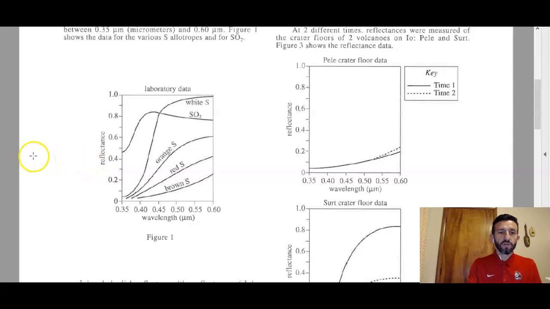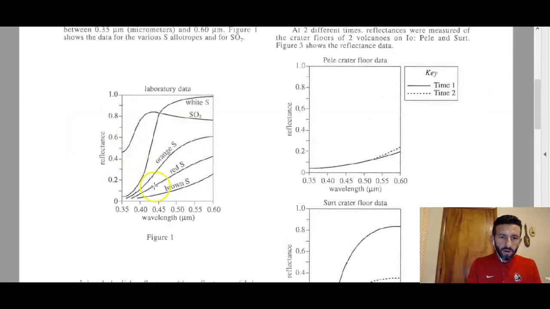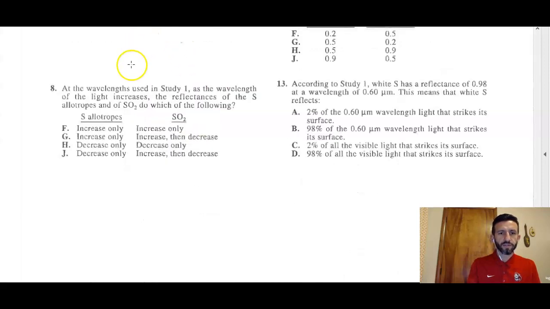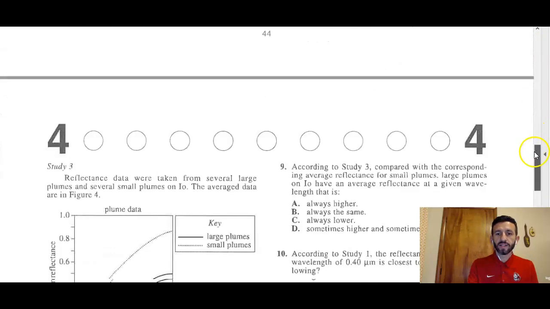All right, so what is happening with, first of all, if we look at question 8, just the S allotropes. Well, all of these S allotropes here, white, orange, red, and brown of sulfur, they all seem to be increasing. They kind of slow down, but they keep increasing. SO2 goes up, and then it goes down a little bit. So when I look at the answer choices, the only possible answer is G. There we go. I just answered the first question, again, without having to read the whole passage. Let's look at the next question.